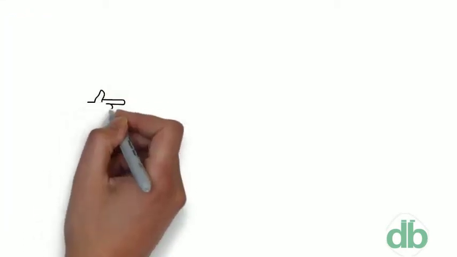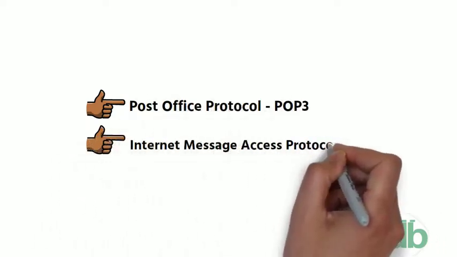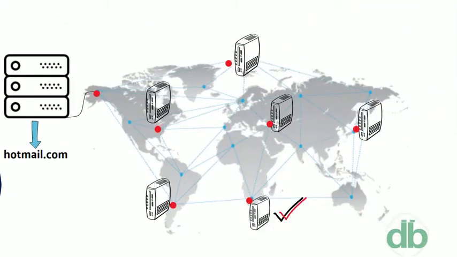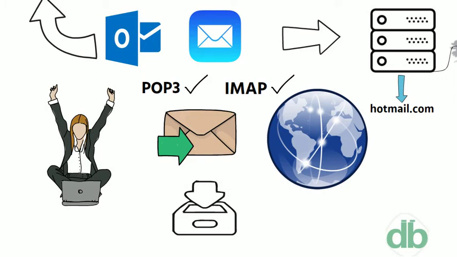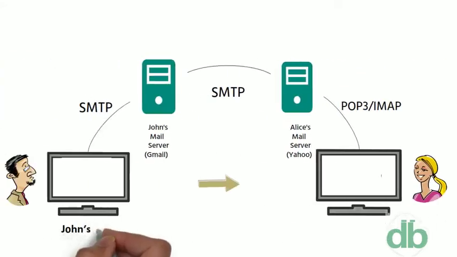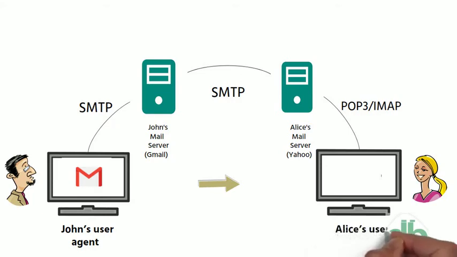It is usually used with one of two other protocols, Post Office Protocol or Internet Message Access Protocol, that let the user save messages in a server mailbox and download them periodically from the server. In other words, users typically use a program that uses SMTP for sending email and either POP3 or IMAP for receiving email. Let's assume John has an email account at Gmail and Alice has an email account at Yahoo.